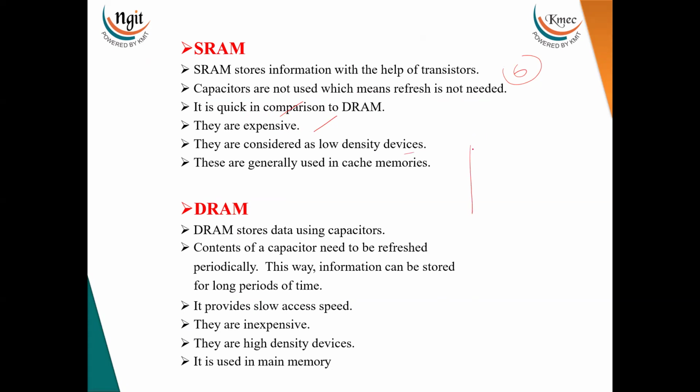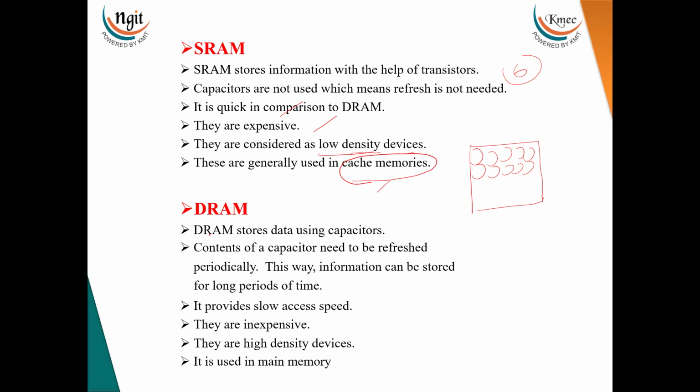Low density means, for a given area, how many cells are inserted, or how many bits are stored. That is nothing but density. So low density means, because 6 transistors are required, each cell occupies more space, thereby fewer bits are stored compared to the DRAM. That's why we call these low-density devices. And because these are fast, we use these to design the cache memories.